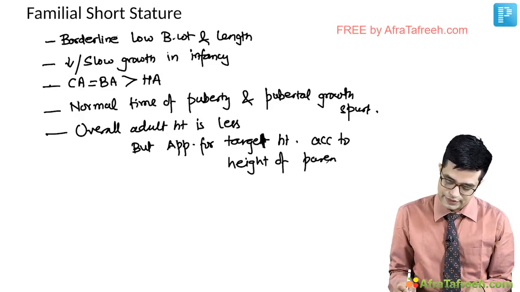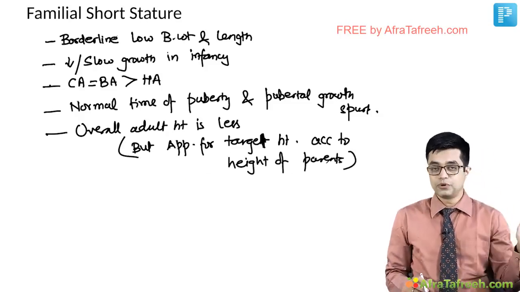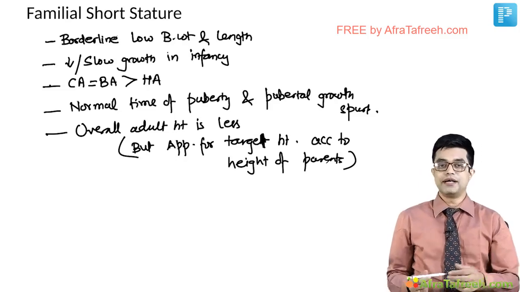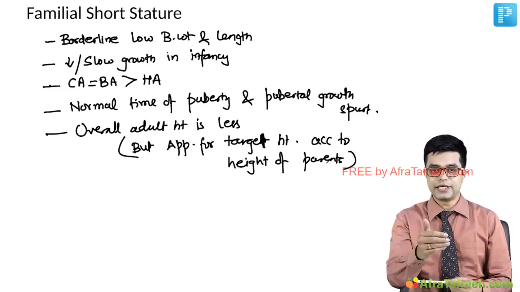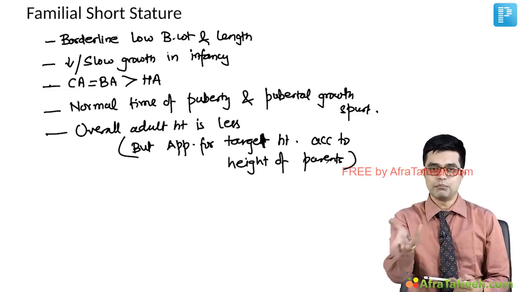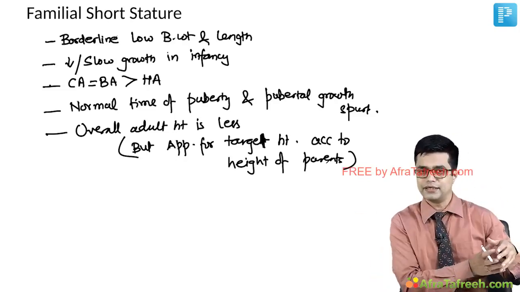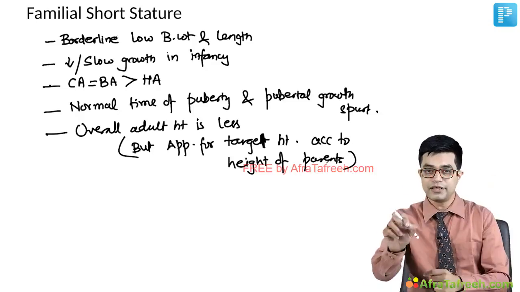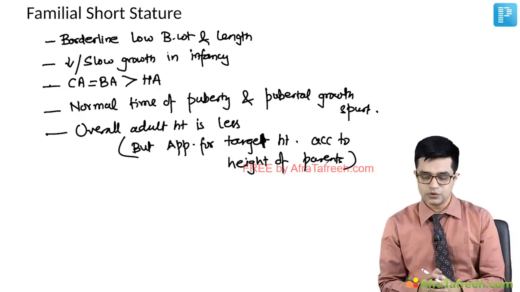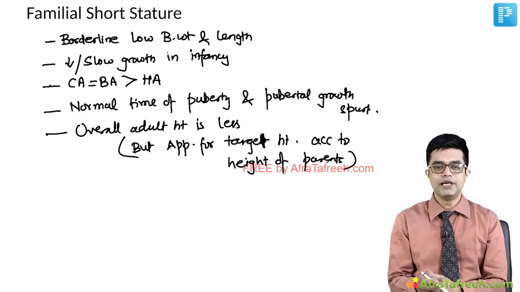There is a formula I have told you in one of the modules: mean parental height, father's height plus mother's height divided by 2, plus 6.5 for boys, minus 6.5 for girls. So they will attain their target height. But on the general population curve, if you plot them, they will be below -2 standard deviation. We call it familial short stature.